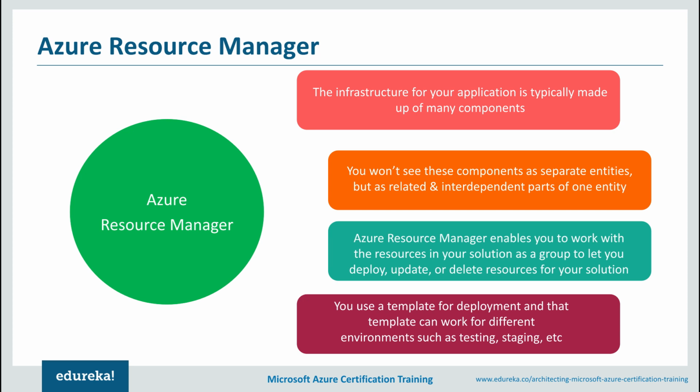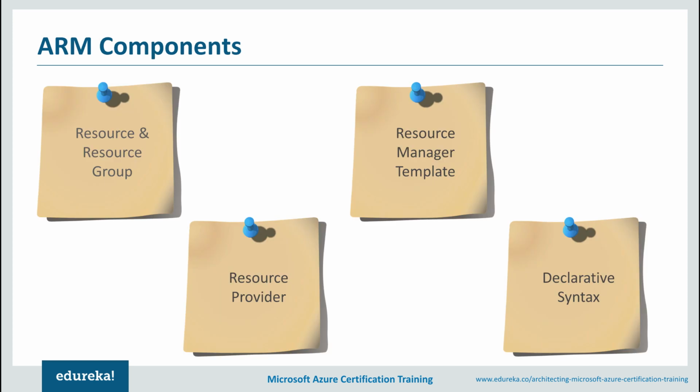That means you would be templatizing a particular solution and ARM would execute that particular solution. So what are the components when we talk about Azure Resource Manager? Well, first of all, we have resources and resource group. Now, a resource is nothing but a single entity that resides on your cloud platform. That can be anything, as I've already mentioned. It can be a VM, it can be a particular storage entity or something like that.